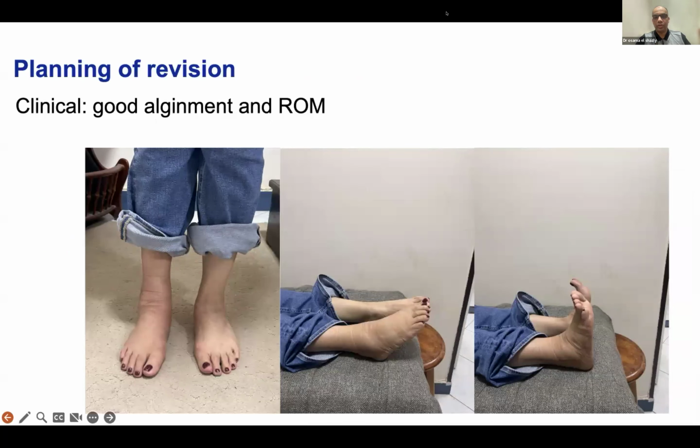She has good alignment. She has some limitation in movement on the right side, but she still has a good range. She has pain with walking. So the preservative or conservative surgery of this malunited ankle should be considered rather than making primary arthrodesis.